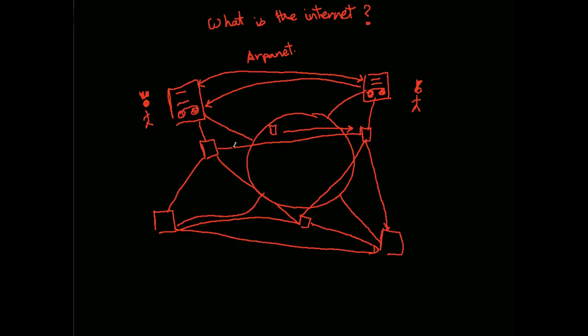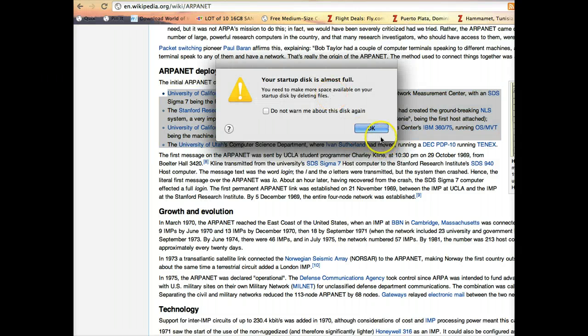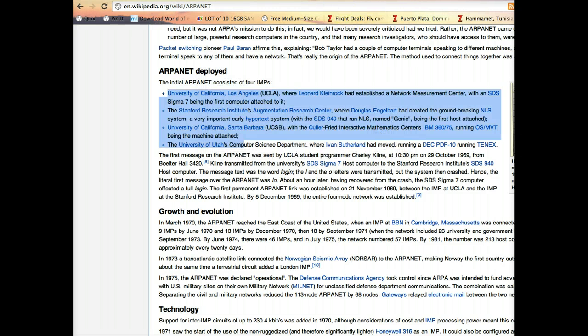Now, what is the next step in this evolution? Well, there's all sorts of things. They had to develop software to be able to connect. They developed things like TCP/IP, which I might talk about in another video, which enables you to connect all of these computers together, which is a special protocol. They also, let's go along here and let's see. Oh, my disk is full. Let's see here.